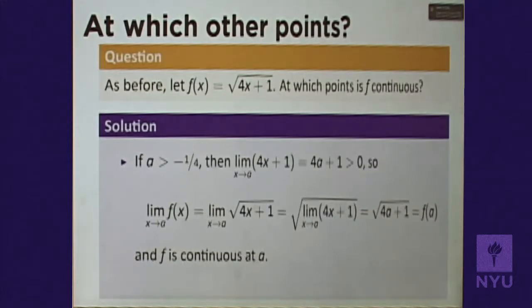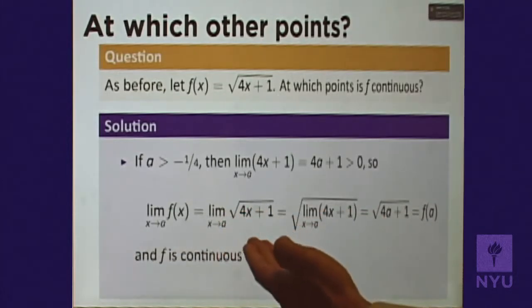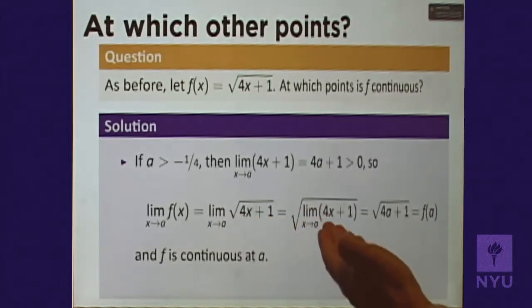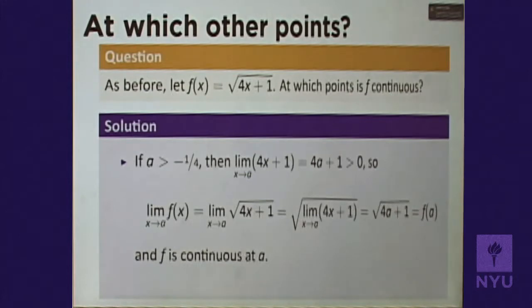The limit as x goes to a of f of x will be the limit as x goes to a of the square root of 4x plus 1. The limit of a square root of something is the square root of the limit of that thing, provided this limit exists. And it does because this is a polynomial, and we've computed its limit up here. So the limit as x goes to a of 4x plus 1 is 4a plus 1. We want the square root of that, and that is identically equal to f of a. So what we've shown is that if a is any positive number, or any negative number as long as it's greater than negative 1/4, then the function is continuous at a.